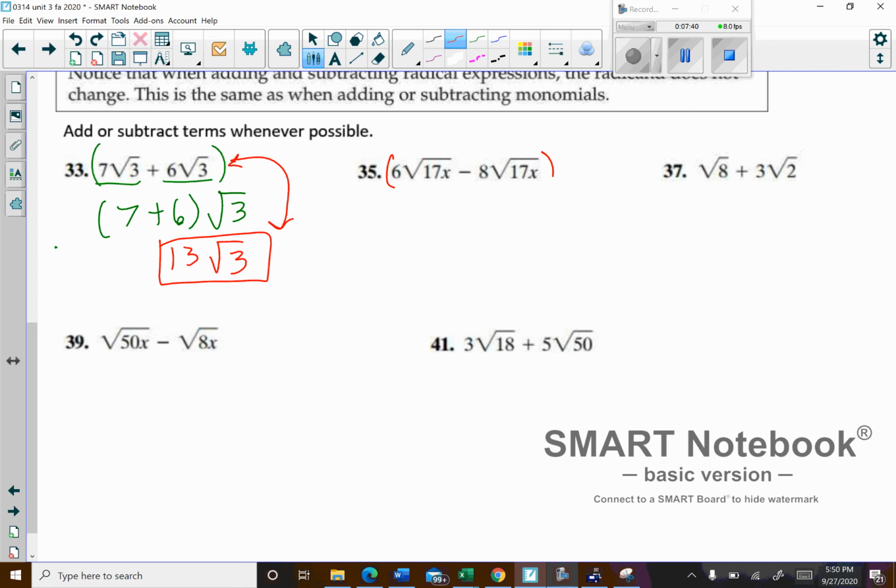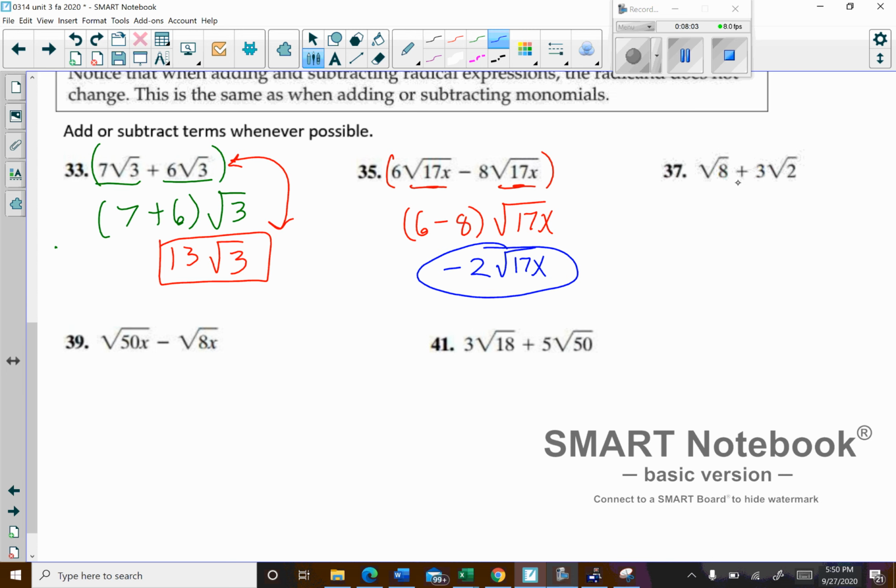So on this one right here, I'm going to factor out the square root of 17x. So I have 6 minus 8, and then I have the square root of 17x. So 6 take away 8, I'm taking away 8 from 6, so that's going to be a negative 2, and then I still have the square root of 17x right there.